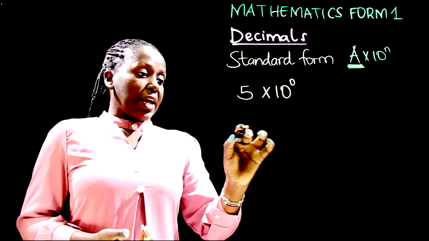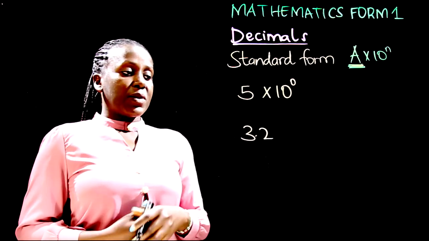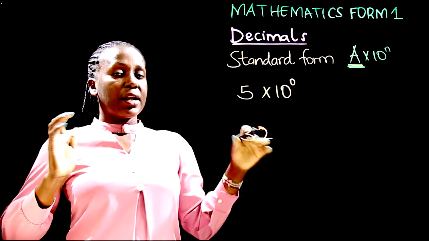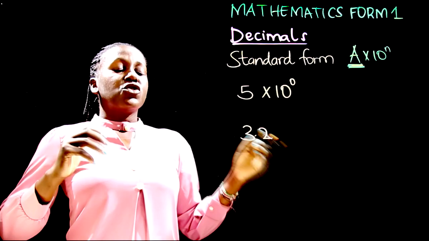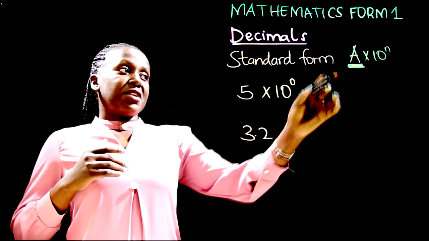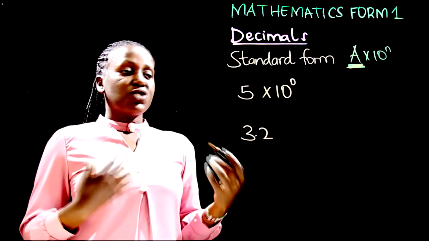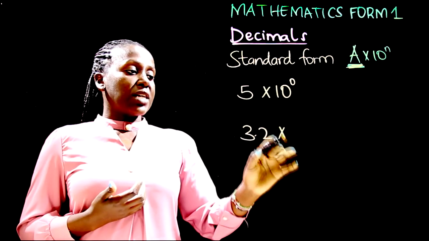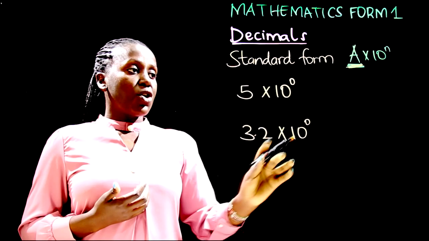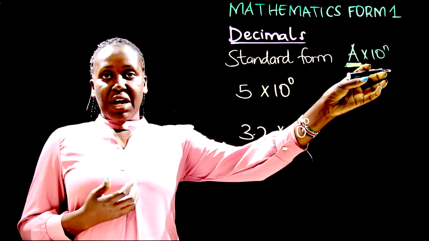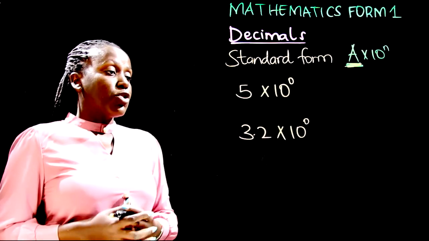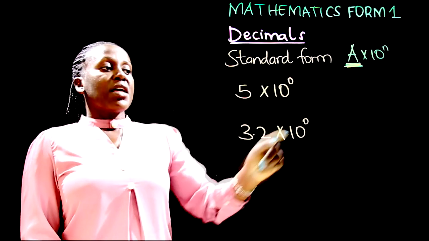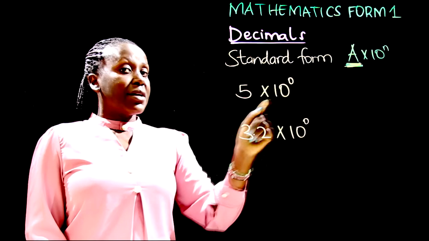If you have a number like 3.2, again 3.2 is in between 1 and 9.999. So 3.2 fits the definition of A. We don't need to move the decimal point forward or backwards. So then you just add times 10 power 0 so that it meets this structure. So anytime you don't move the decimal point either forward or backwards, the power on 10 will always be 0.